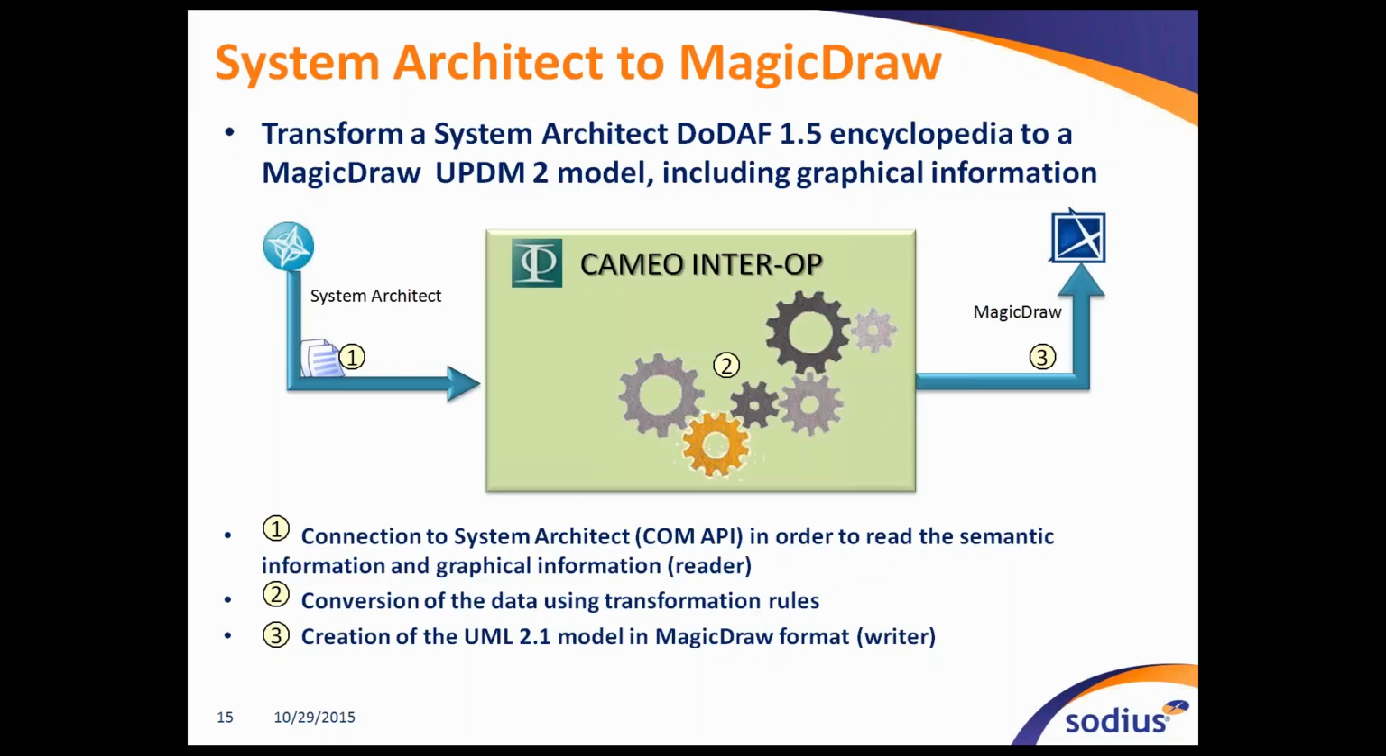We use the Cameo Inter Op bridge to transform the System Architect model to create a UML 2.1 model in MagicDraw format. So we write an MD.xml or MD.zip file.